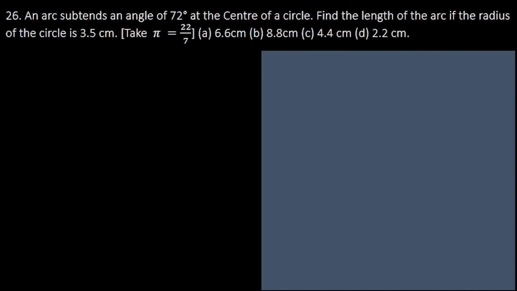Question 26. An arc subtends an angle of 72 degree at the center of a circle. Find the length of the arc if the radius of the circle is 3.5 centimeter. Take pi equals to 22/7.